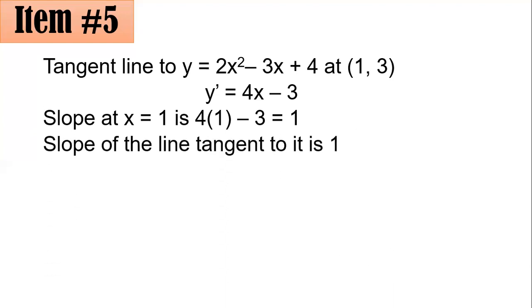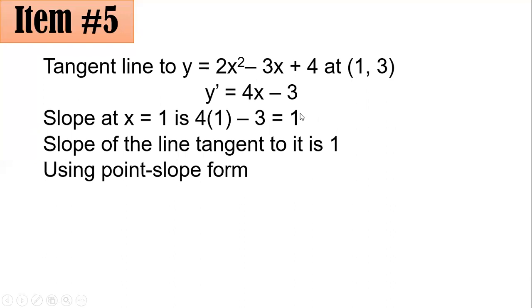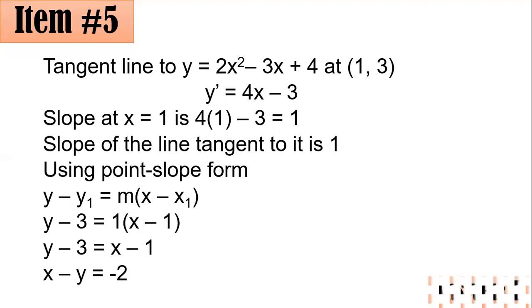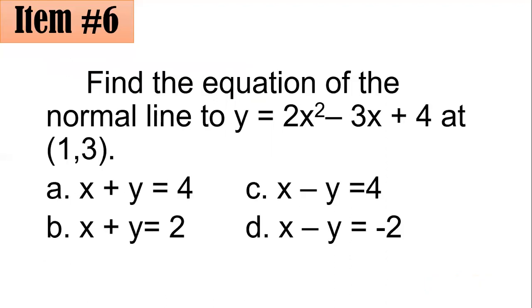And remember that the slope of the tangent line at a point of the graph is the same as the slope at that particular point. Hence, your slope is 1, and it should pass through the point (1, 3). You need to use the point-slope form to find the equation of the line passing through a point given a certain slope. So (1, 3) represents x sub 1 and y sub 1 respectively, and your m is 1. By substitution, that's y minus 3 equals 1 times the quantity x minus 1, and 1 times the quantity x minus 1 is still x minus 1. Expressing this in standard form gives you x minus y equals negative 2. And the correct answer here is letter D.